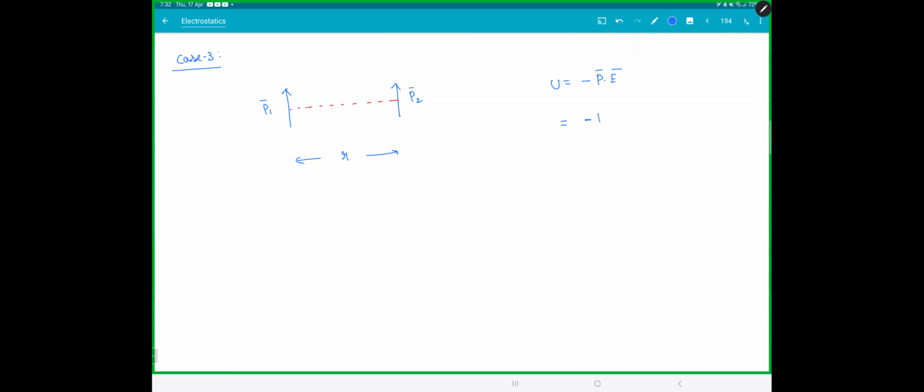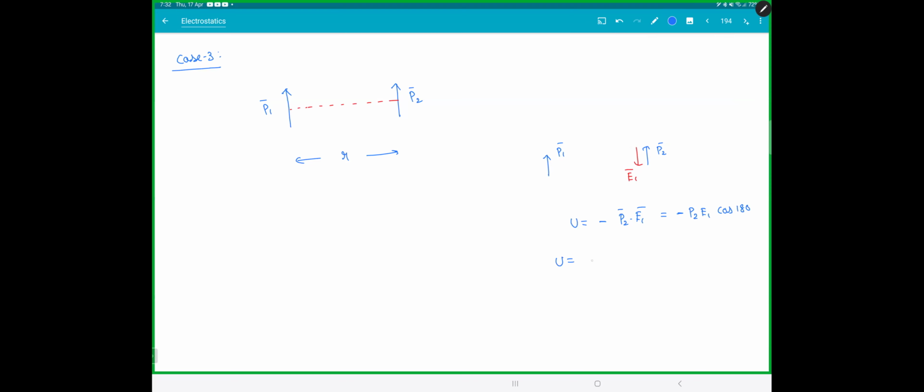So I will take P2 and then I'll take the field due to this guy. This is P1 bar. This is P2 bar. So due to this guy, the field will be in this direction, E1 bar. So the potential energy will be minus P2 bar dot E1 bar. Both are opposite. So that guy becomes minus P2 E1 cos 180.